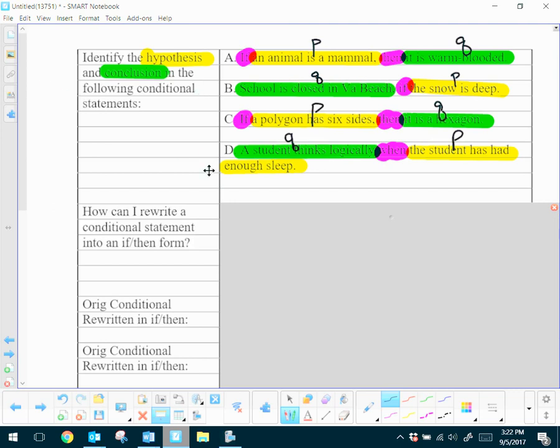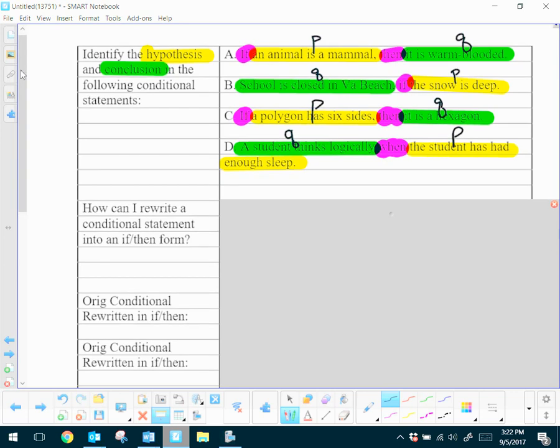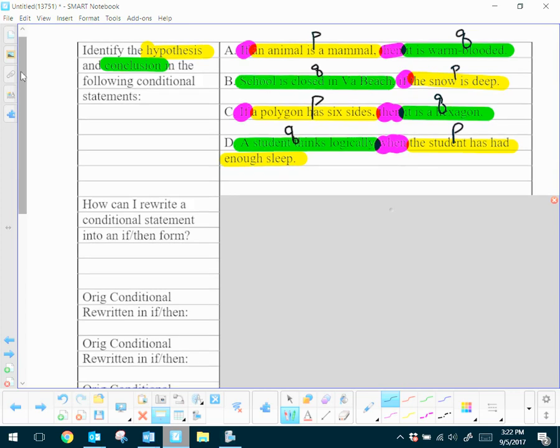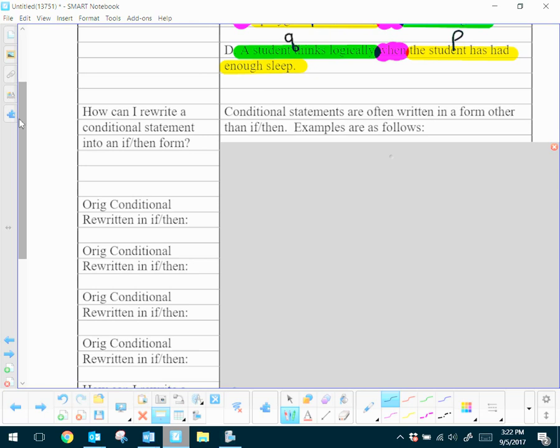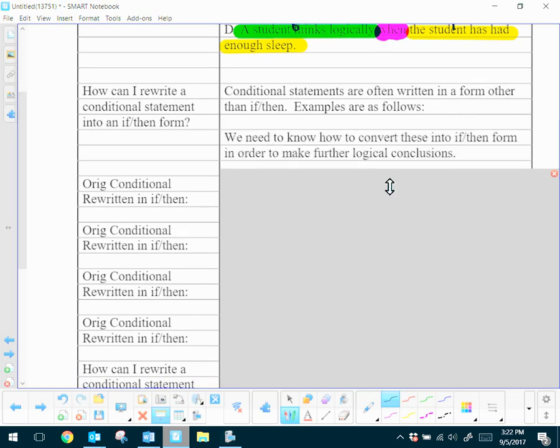Now, B and D, again, are examples that are not pretty and they're not in the if-then form, which is really the way we like to see our conditional statements. It becomes really important next block because we're going to do some transformations to them. So you're going to find yourself needing to change them or rewrite them in the if-then form. In fact, I make the statement, conditional statements are often written in a form other than if-then. Examples are as follows. Okay, we're going to get into those in a second. The next statement I make here, that you're not even writing down, is that we need to know how to convert these into the if-then form in order to make further logical conclusions.